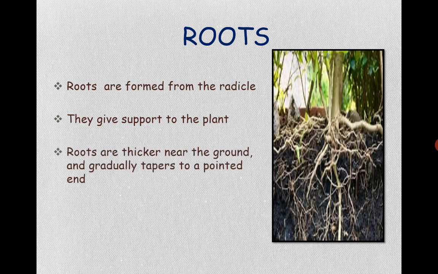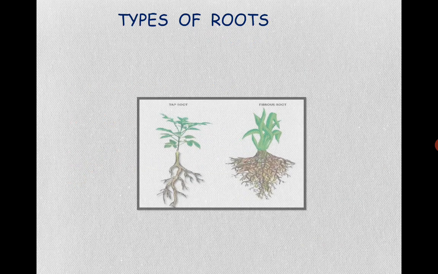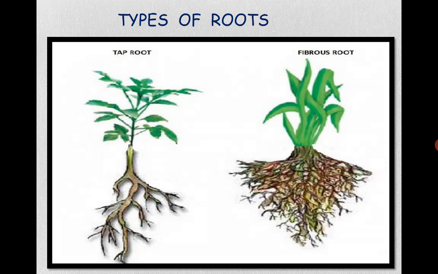Roots are thicker near the ground and gradually taper to the pointed end. That means roots are thicker near the stem, and as you move deeper towards the ground, the root becomes thinner and thinner, leading to a pointed tip of the root. There are two main types of roots: taproot and fibrous root. Let us know each in detail.